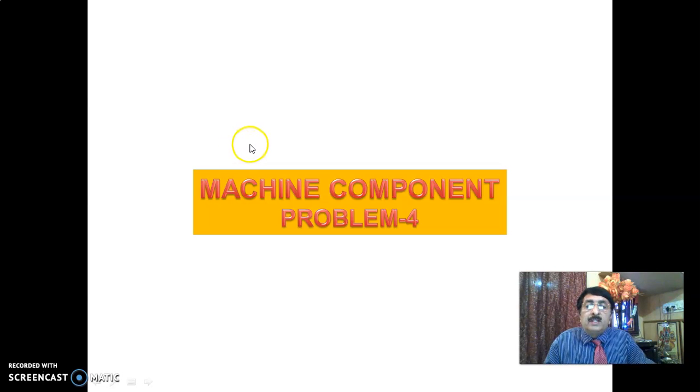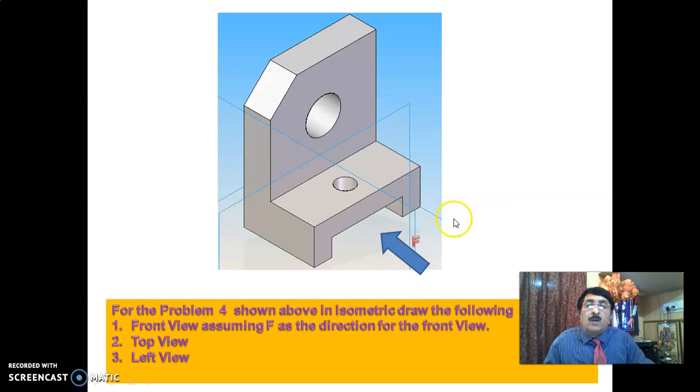Now we'll continue with machine components. As usual, I have shown a typical machine component in isometric. You are supposed to draw the front view, top view, and the side view. Here, the direction of front view has been given. You take this as the direction of front view, draw the front view, and the top view of course, you have to draw. And since the left surface is predominantly seen, compulsorily you have to draw the left view on the right profile plane.